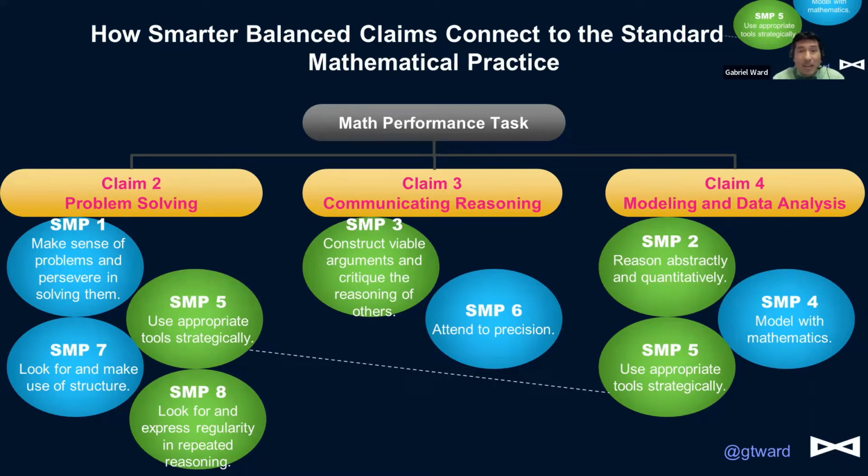And that's because there's a lot of similarity between what problem solving is and what modeling and data analysis are. The one of those 3 that stands out as different from the rest is claim 3, because it involves our math practice 3, which is to say we're critiquing the reasoning of others. We're really looking at those arguments, those debates, those math fights, if you will.